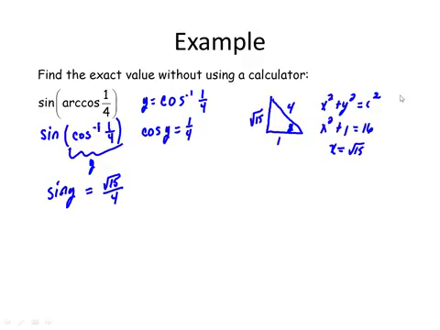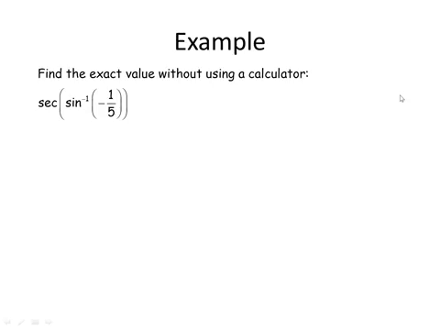Try another one. This time we have secant of sine inverse of negative 1/5. So basically, again, let this be y. So we're going to look for secant of y. What is secant? What is the inverse of secant? Yeah. The inverse of secant is cosine. Cosine is adjacent over hypotenuse. Flip it and you have secant. It's going to be hypotenuse over adjacent. So that's what we're looking for. We're looking for hypotenuse over adjacent.